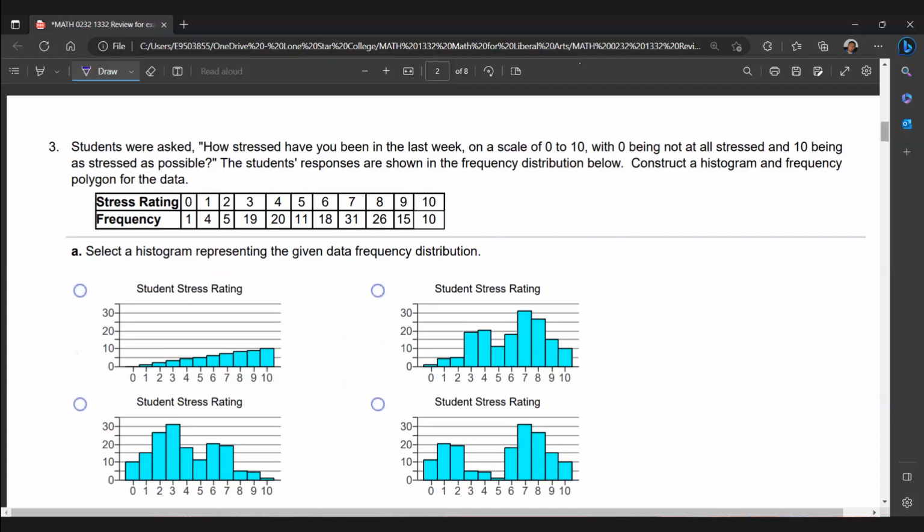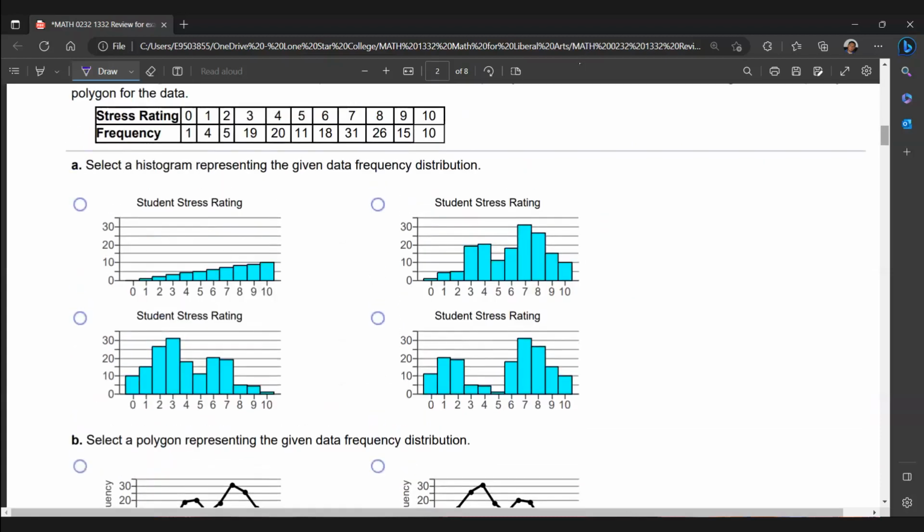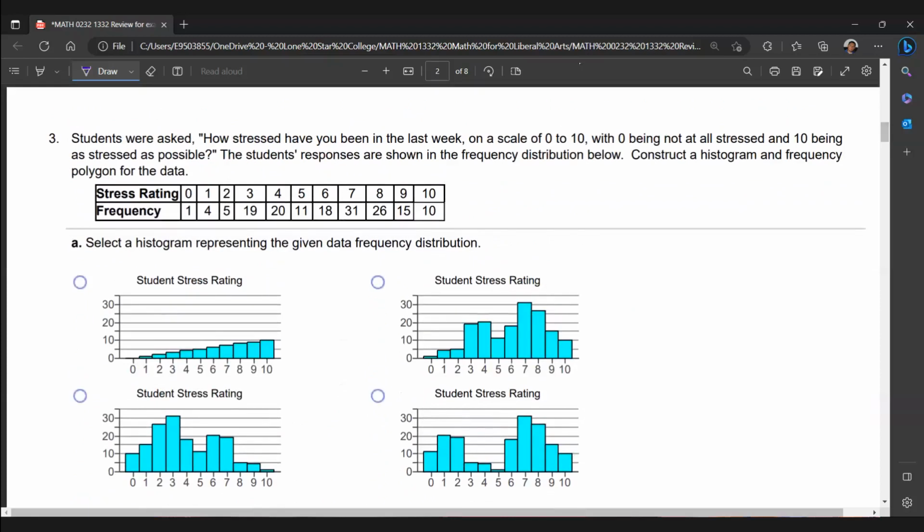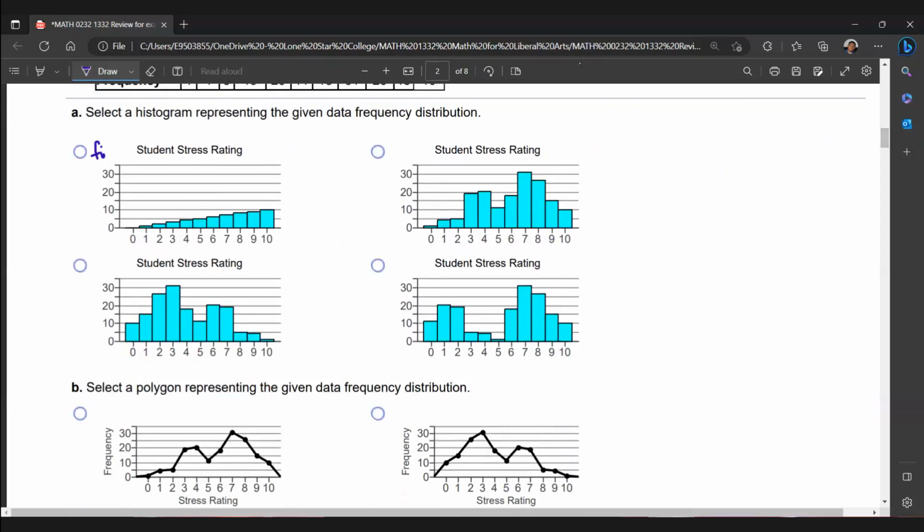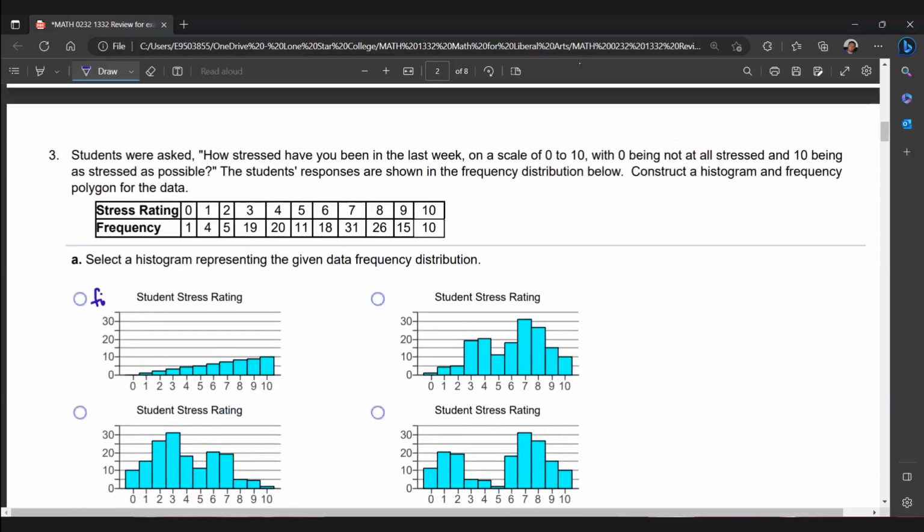Okay. So it seems like stress 0, and then here we have the frequency. So this is the frequency and this is the stress rating. I think that's, yeah. Okay. So let's see which one doesn't make any sense. Let me just erase this for a moment here. Let's see which ones do not make any sense.